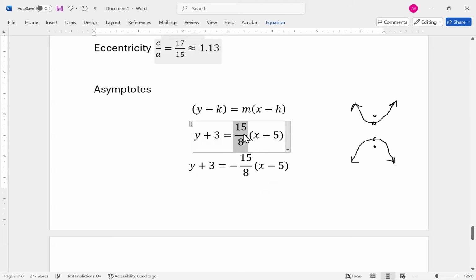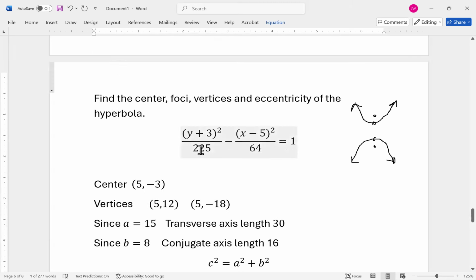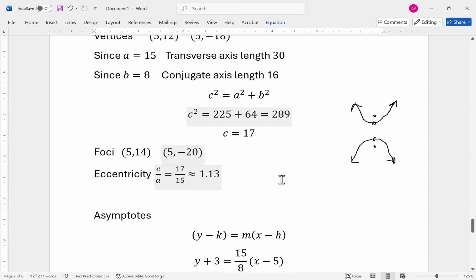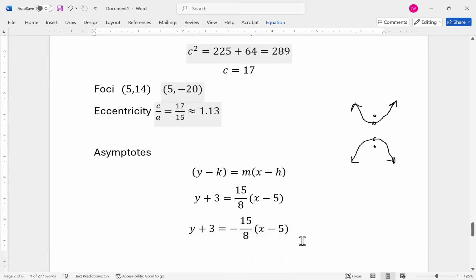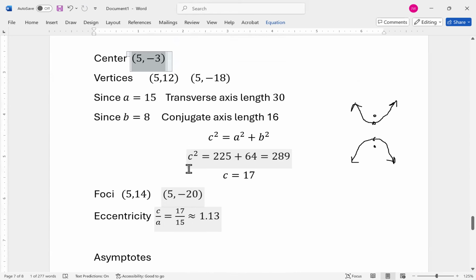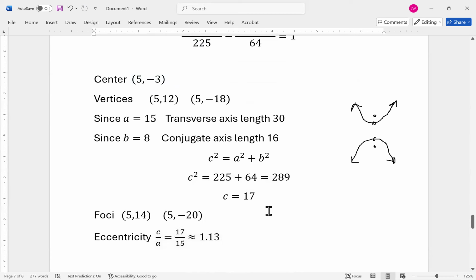The key thing there is the slope is 15 over 8 because the a is 15, that's underneath the y part. The b is 8, that's underneath the x part. And slope is change in y over change in x. And then we know that each asymptote goes through the center. So if you wanted to find the asymptotes, you could. The center, the vertices, transverse axis, conjugate axis, foci, eccentricity, those are the more important parts for my class, but asymptotes are interesting as well.